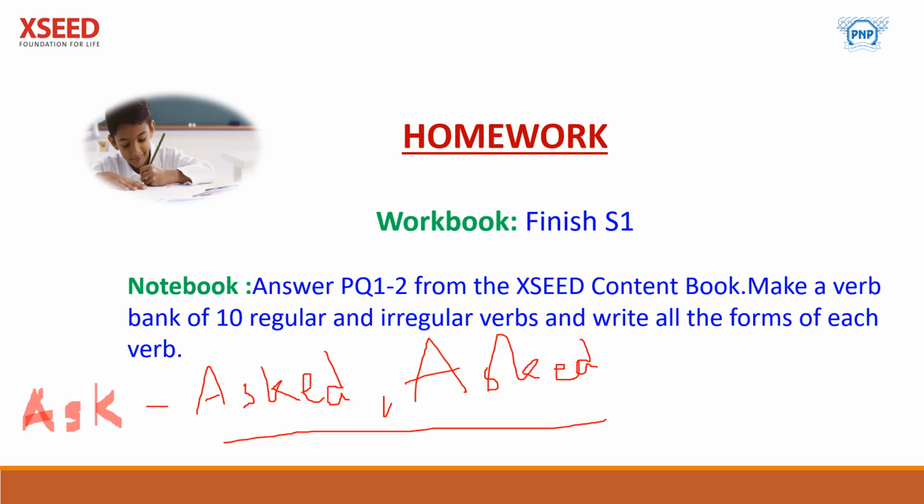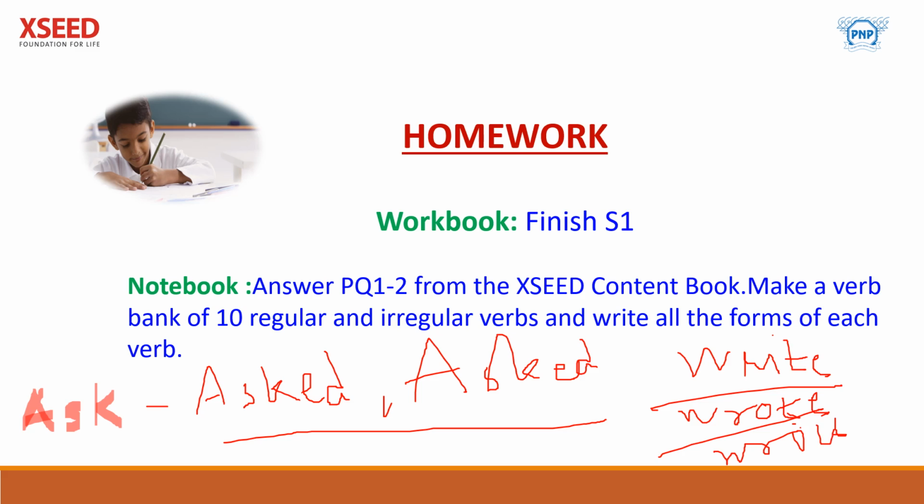This is a regular form which we can see. But when we write the word write, the second form is wrote, and the third form is written. So you can see there is a spelling change. Wrote, written, there is a difference. So this is an irregular type of verb. Such types of verbs are irregular verbs. So you have to write.